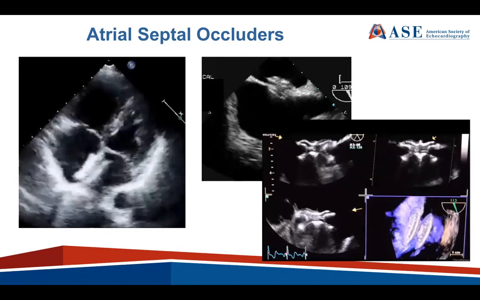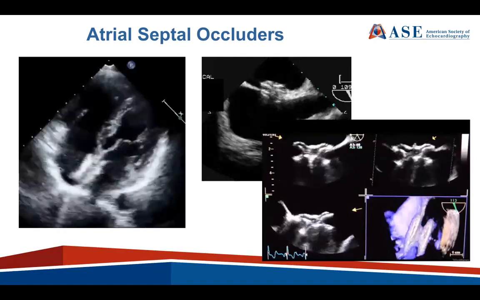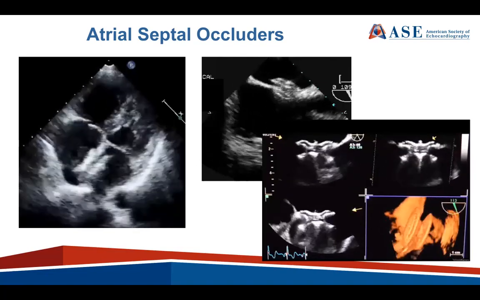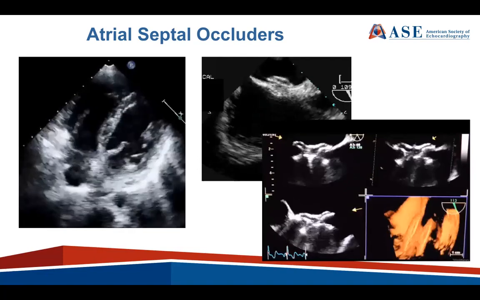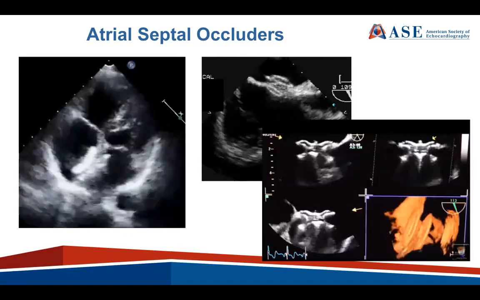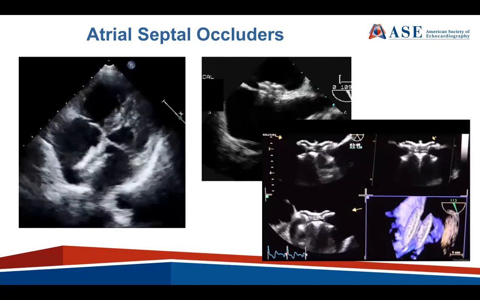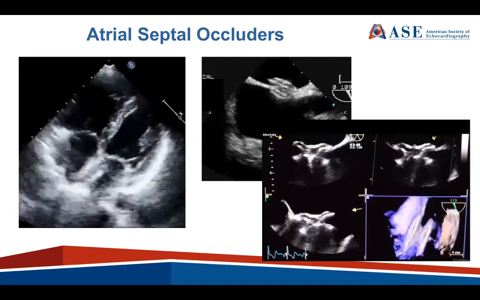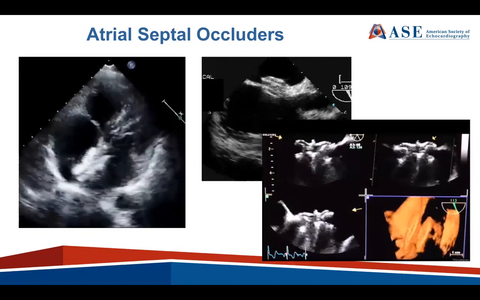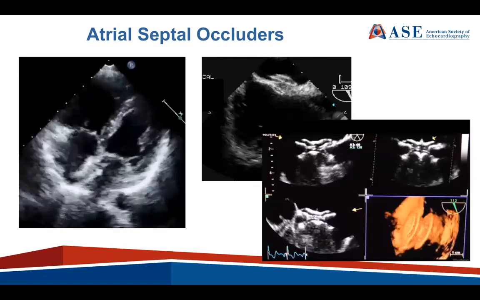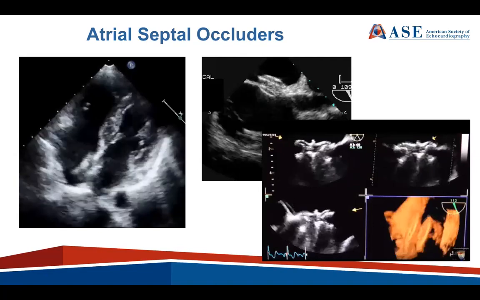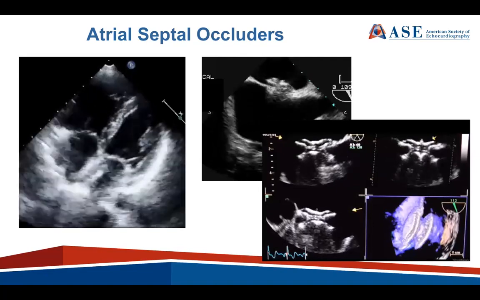Here are a few examples of them from transthoracic echocardiography on the left-hand side. On the middle top, there's a transesophageal echocardiogram with a bicaval view showing an interatrial occluder device, and then also in the figure on the right-hand side that shows it in 3 dimensions. It kind of looks like a dumbbell with a small central component. That's the most common type of atrial septal occluder device that is noted.